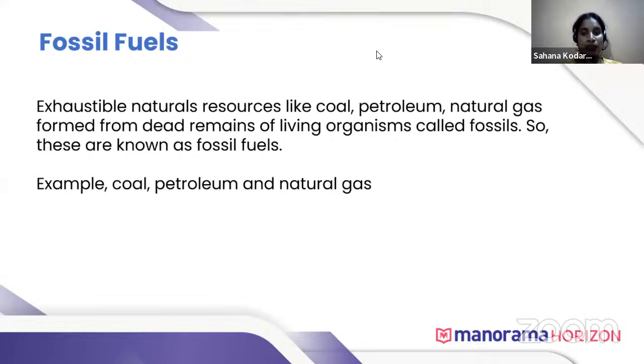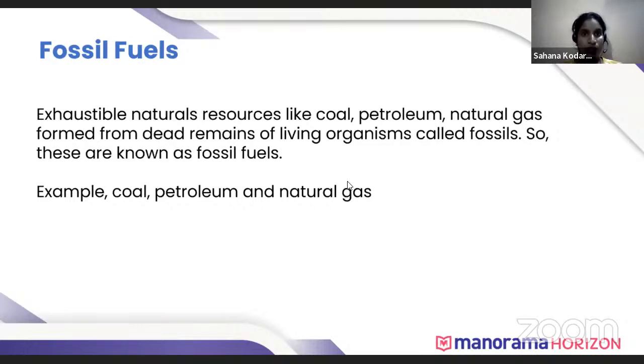Now let us see what is meant by fossil fuel. You know that coal, petroleum, natural gases are exhaustible natural resources. These natural resources are formed from the dead remains of living organisms called fossils, so these are known as fossil fuels. The fuels which are obtained from the fossils are known as fossil fuels. Examples of fossil fuels are coal, petrol, petroleum, and natural gas. Okay, let us move to the next slide.